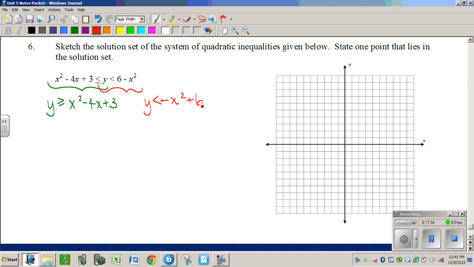So what I want you to do now is go ahead, graph them, shade them, find me your solution area, and give me 1 point that's in your solution set. So 1 point that's going to be in the shaded area where they overlap.